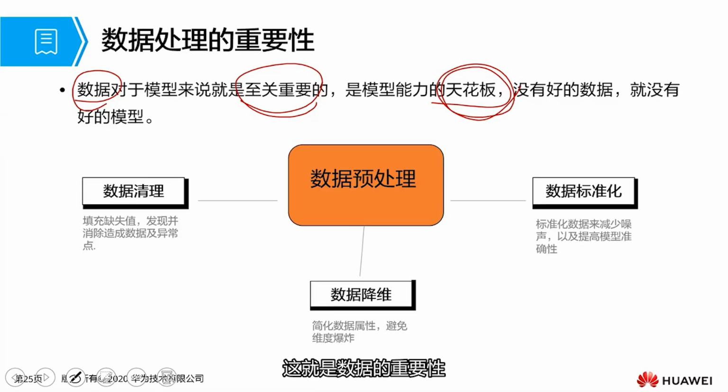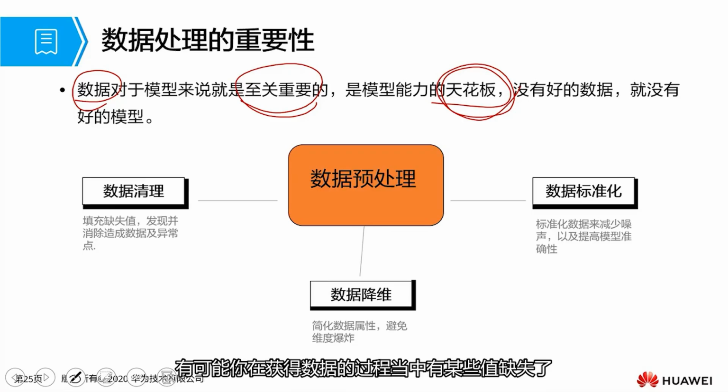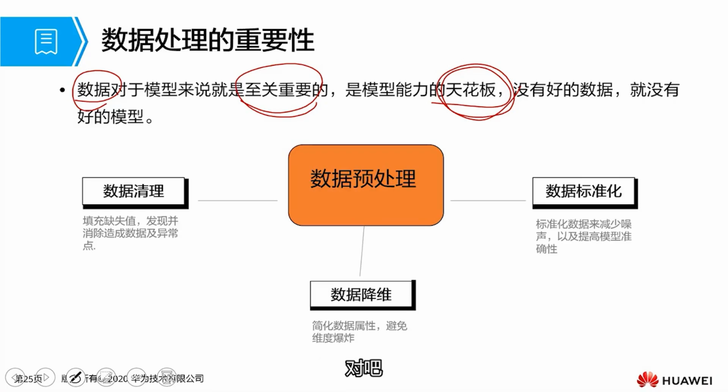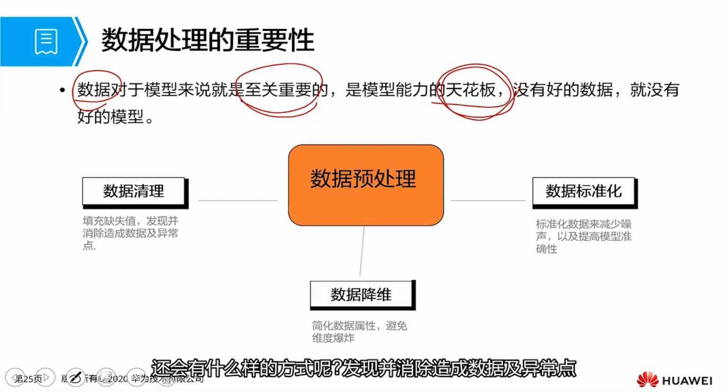Then there is the preprocessing of data, to improve our initial data, which may not be very good at the beginning, by processing it into data that is very suitable for our model. It is mainly divided into these few parts. Data cleaning: fill in missing values. It is possible that in the process of obtaining this data, some values are missing. So you need to fill in, based on experience, a value of 7 in the middle, or a 6. What other ways will there be?